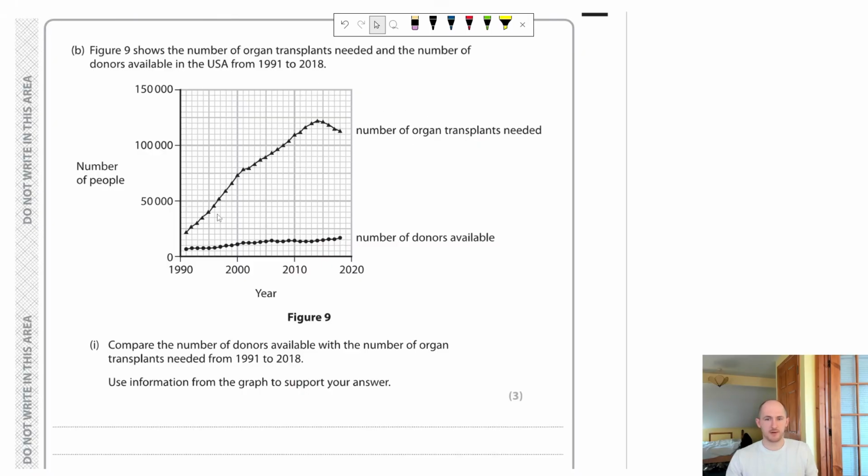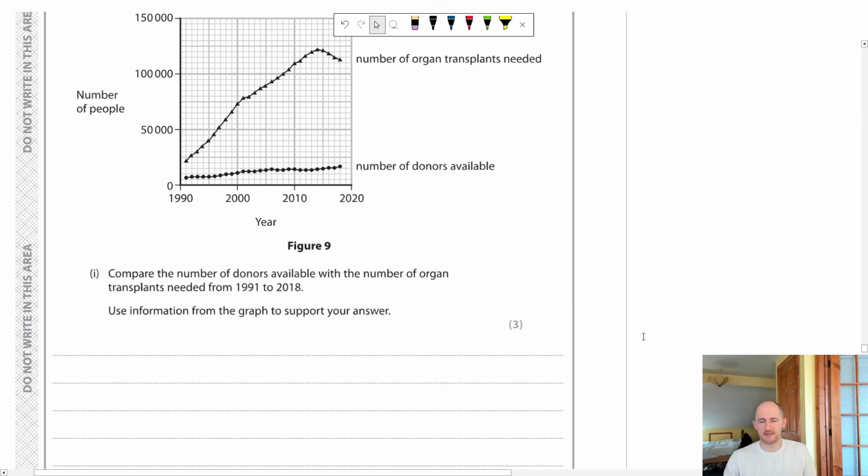Probably one of the most depressing graphs I've ever seen. So the number of organ transplants needed has skyrocketed. This is because people are living longer, mainly. And so obviously when you get old, your organs run out, they start dying. But the number of donors has stayed pretty much the same, which sucks. So compare the number of donors available with the number of organ transplants needed between 1991 and 2018.